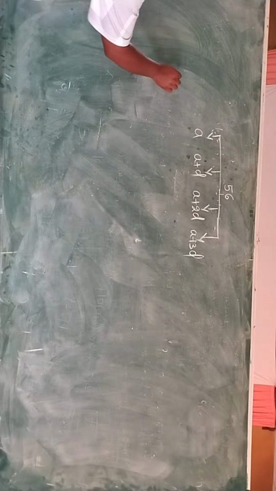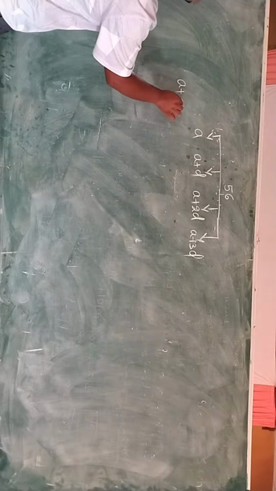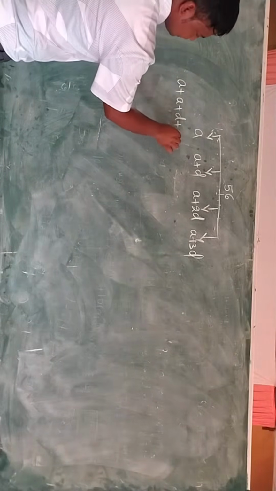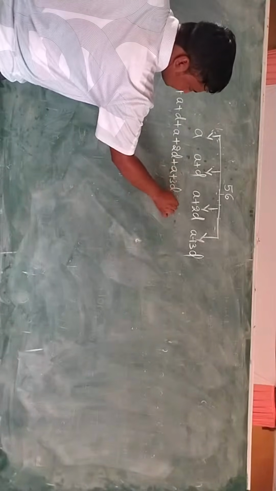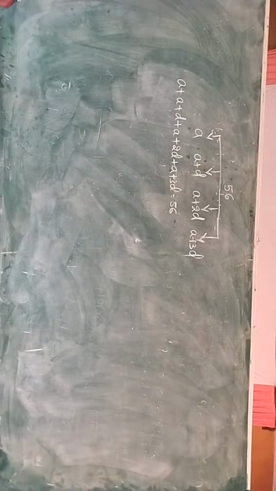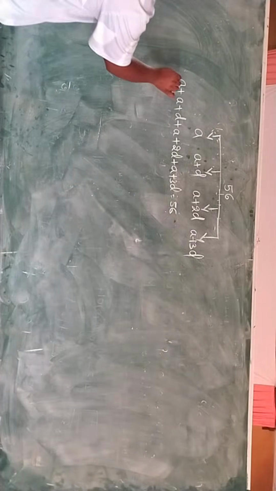So I can write here a plus a plus d plus a plus 2d plus a plus 3d is equal to 56. Okay? So let me simplify this. 1, 2, 3, 4.